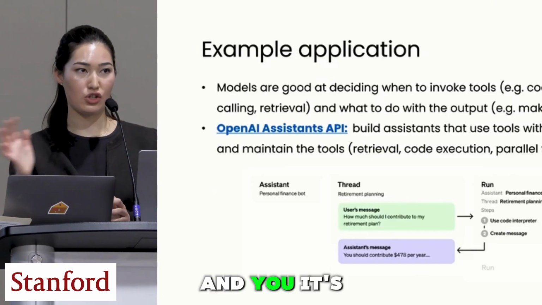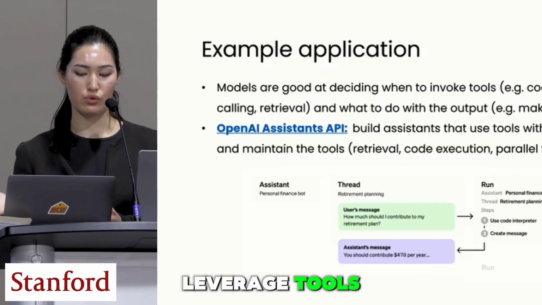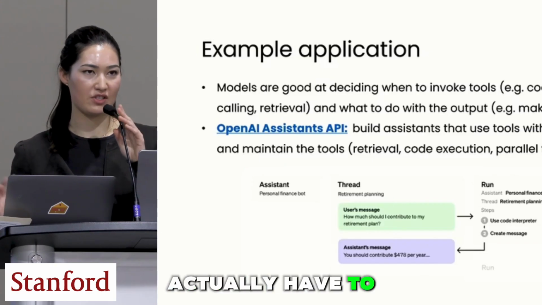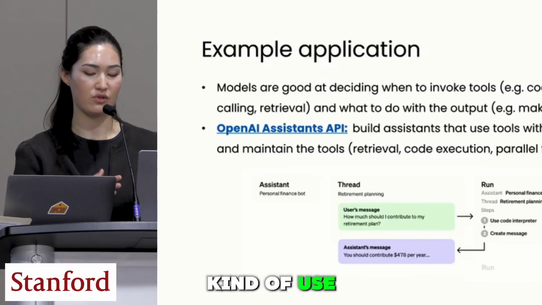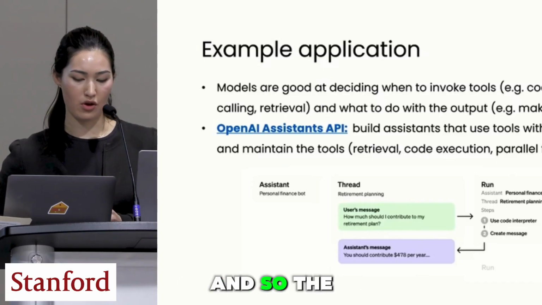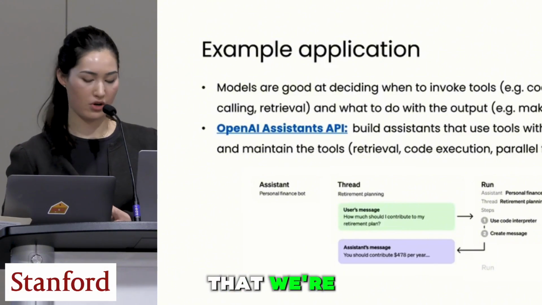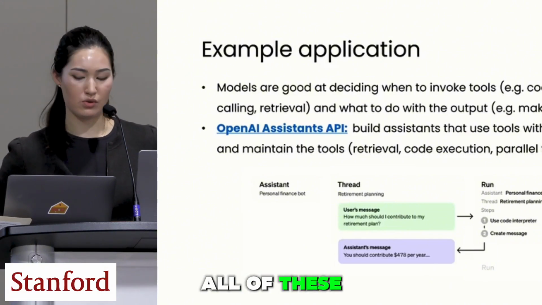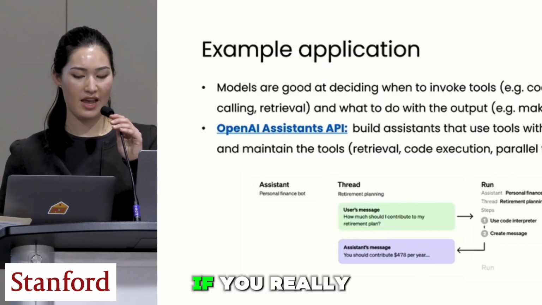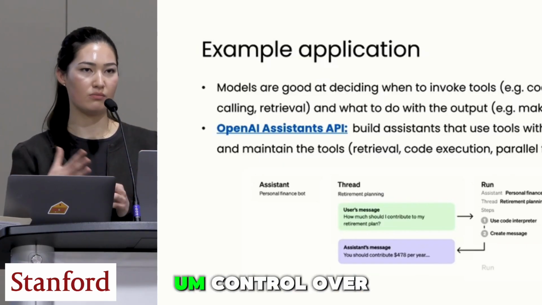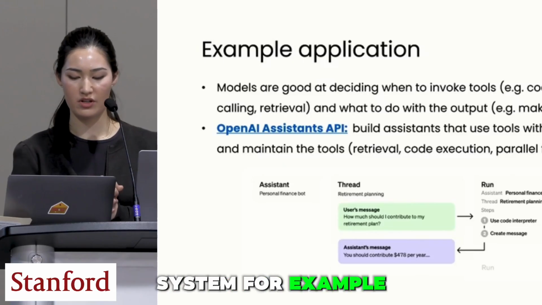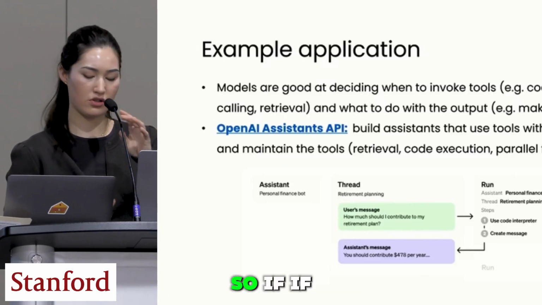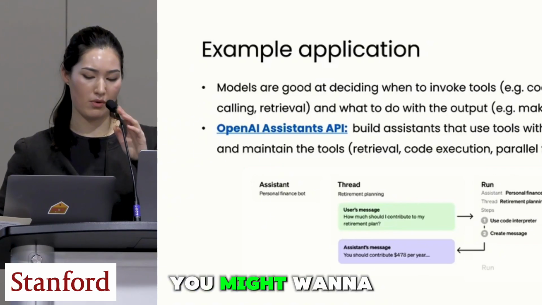And they're able to leverage tools, all three of the tools, and you don't actually have to set these tools up yourself. You can just use them out of the box with the API. And so the three tools that we're going to use are retrieval, code interpreter, and function calling. You could implement all of these yourself, especially if you really need granular control over your retrieval system, for example. But some things are harder to build yourself, like code execution. So you might want to try this.